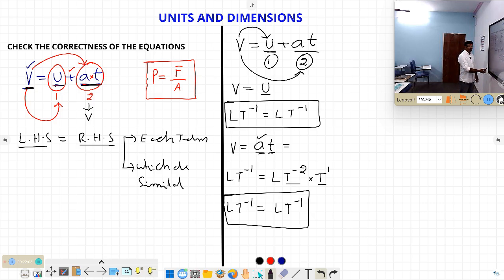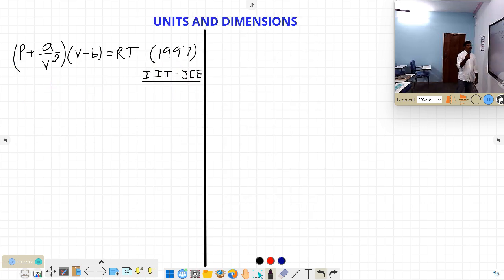One more example we will go through, and then we'll proceed to the third application. This example was given in the previous IIT JEE 1997 question. It is very simple, you can understand it, but the point is how we apply the concept to solve the problem. They gave one equation, the van der Waals gas equation. This equation is P plus A by V square into V minus B equal to RT.